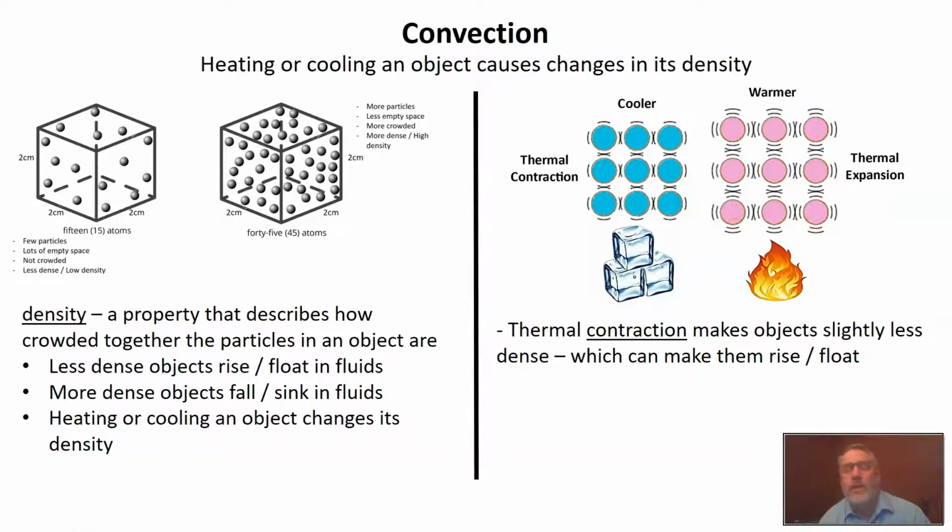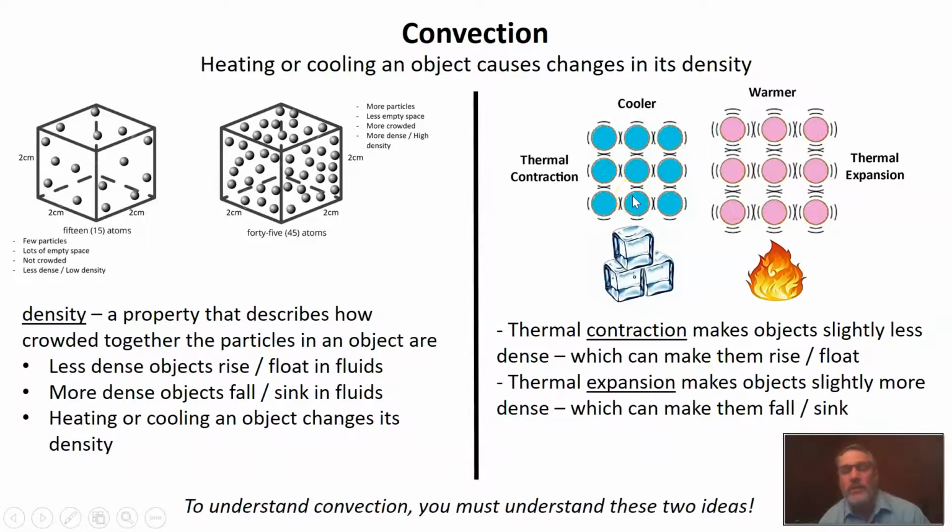So this is exactly the definition of a change in density. When we have thermal contraction, this is actually going to make the object or the substance slightly more dense, which can make them fall or sink. The opposite also is true. If we have thermal expansion, whenever these particles spread out, right, that gives more empty space in there, that's going to make them slightly less dense, which can make them rise or float.